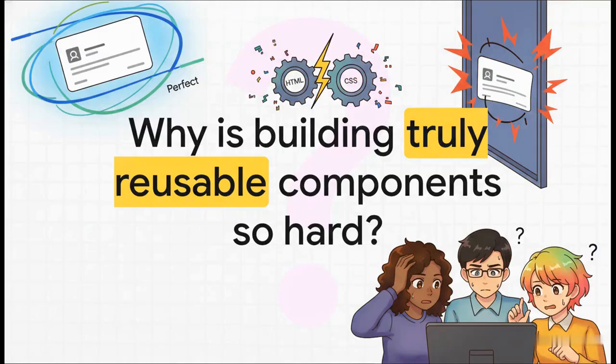I mean, we've all been there. You craft this beautiful card component. It's pixel perfect in the main content area. But the moment you drop it into a sidebar, poof, it all falls apart. Why is this so incredibly difficult?